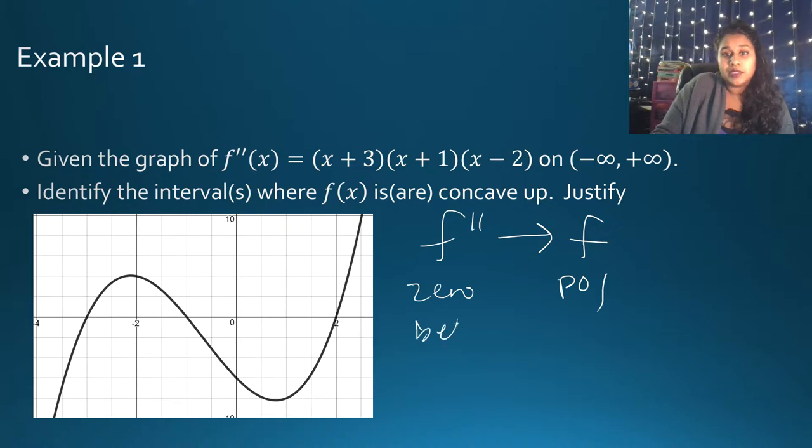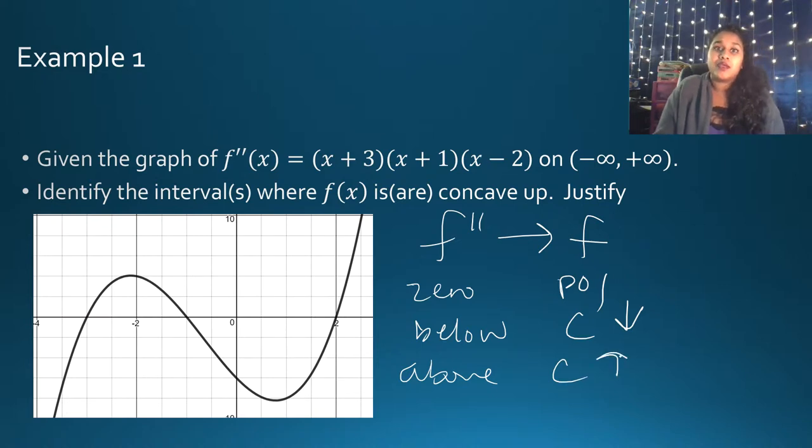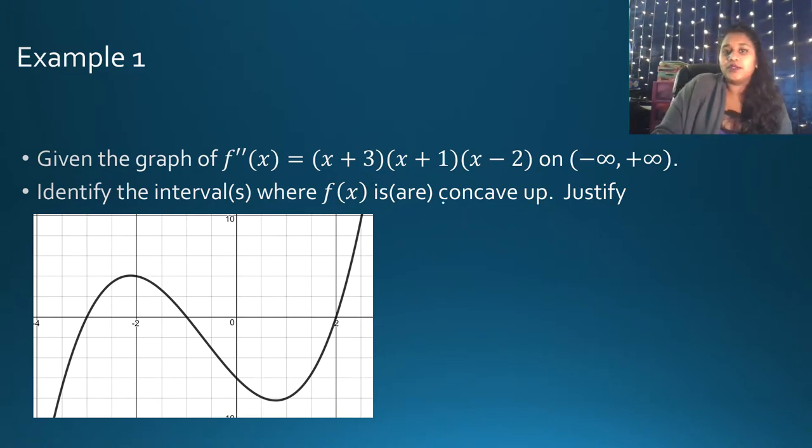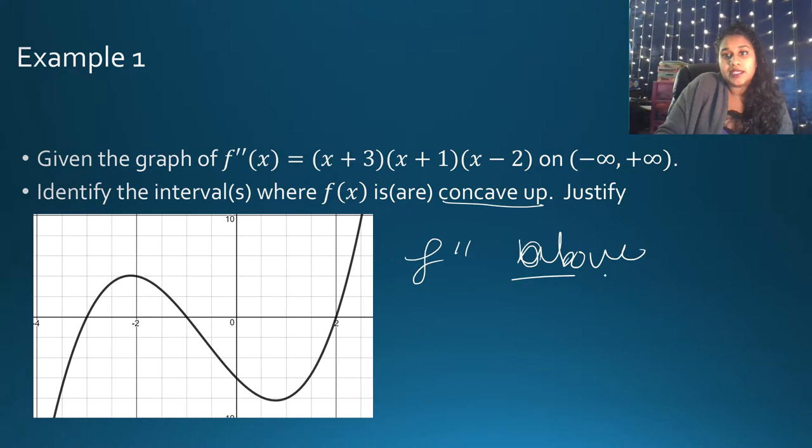I know if it's below, I'm concave down, and I know if I'm above, then I'm concave up. That's why we reread the question to identify what we have and how it relates to where we're going. So we are looking for concave up. That means if we have the graph of f double prime, we're looking for where it is above the x-axis.